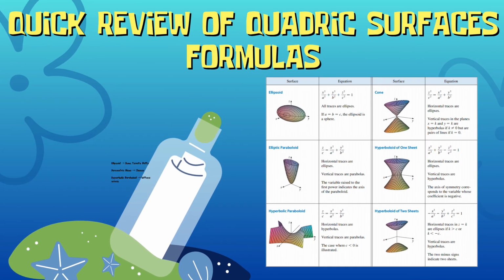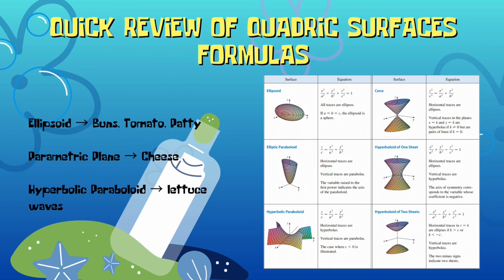Let me take you on a journey of mastering the recipe of the beloved burger of the Bikini Bottom. The best way to master the art of cooking is to know the basics. Here is a quick review of quadratic surfaces and their formulas in this image right down below. In order to represent buns, tomato slice, and patty, we'll use an ellipsoid. Next, we'll use the parametric plane to represent a cheese slice. And lastly, in order to represent the lettuce waves, we will use hyperbolic paraboloids.